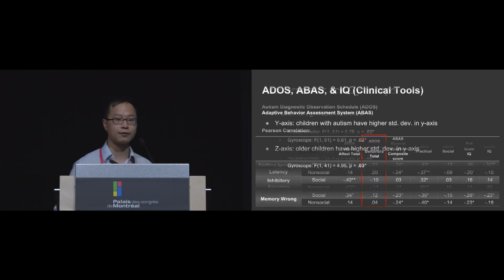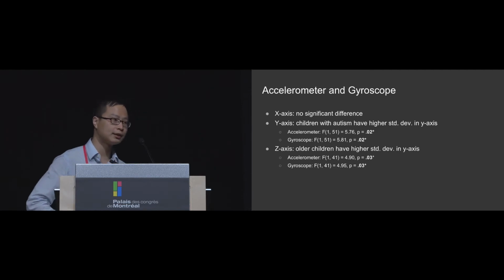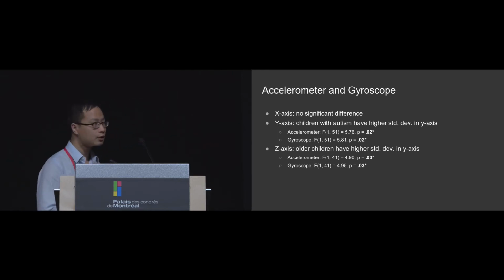So we did analysis for the accelerometer and the gyroscope. Different from many other HCI literatures, where people usually attach wearable devices on children, we just use the accelerometer and gyroscope built directly into the iPad. We don't find any difference for the x-axis, which is the left and right coordinate. But for the y-axis, which is forward and backward, we find a significant difference between the ASD and TD.